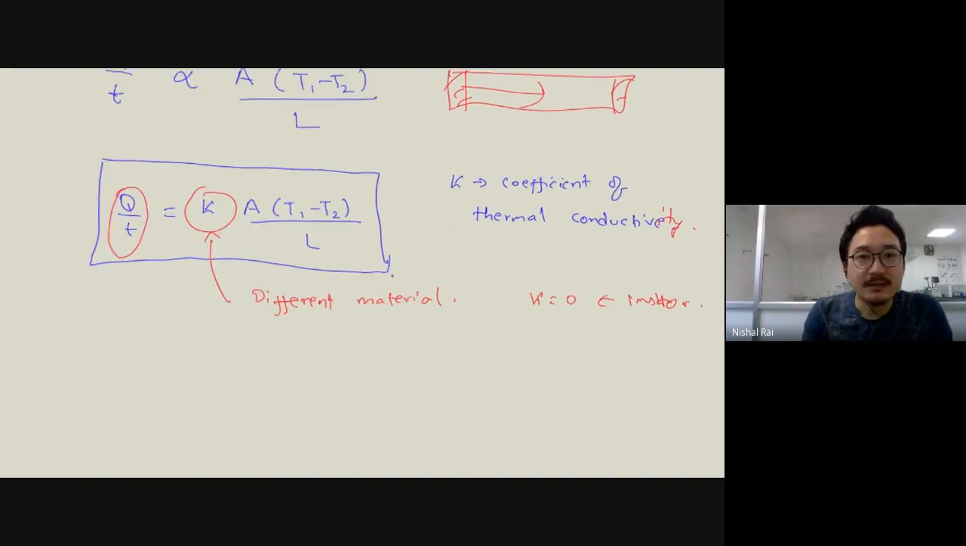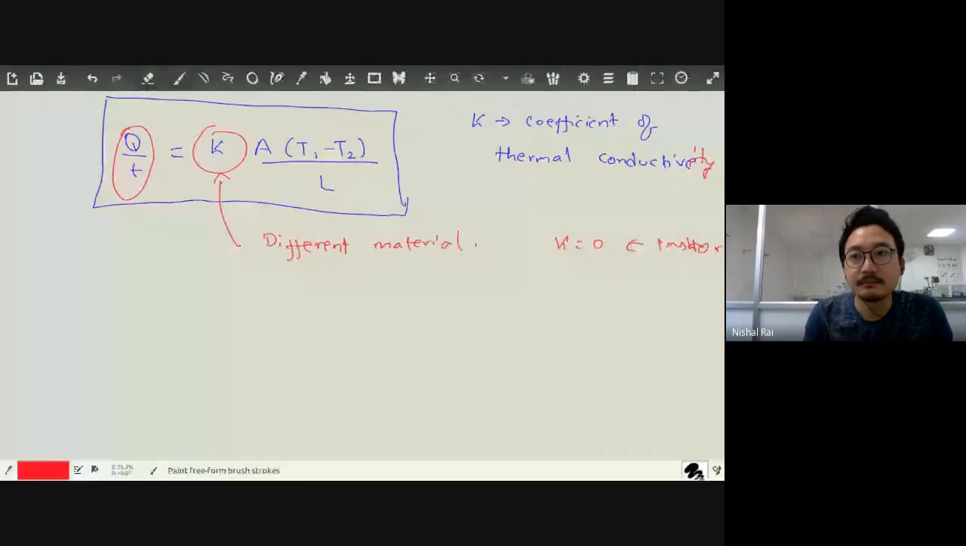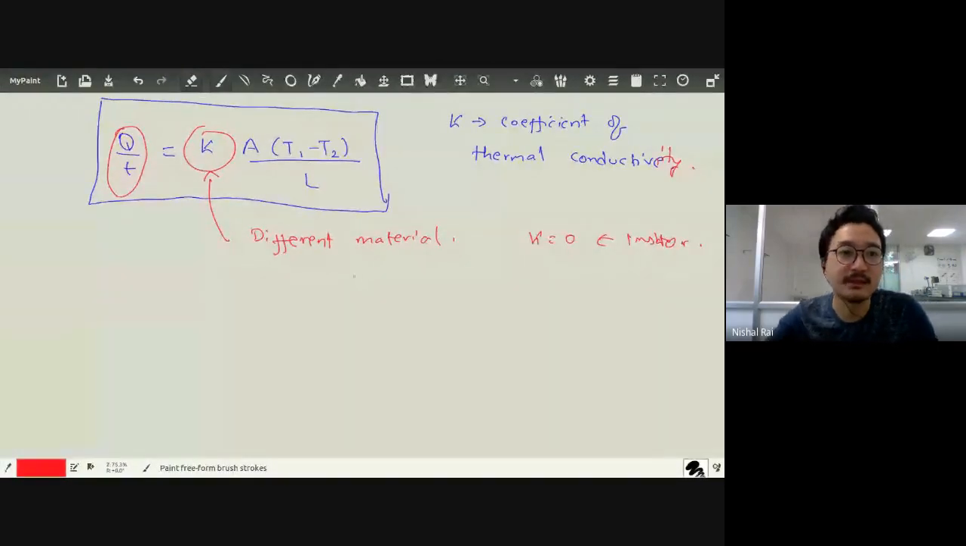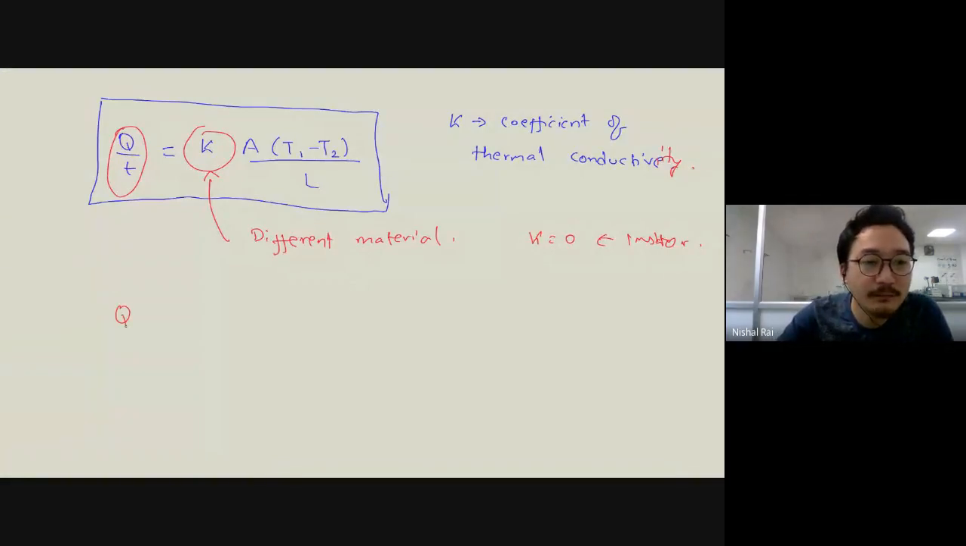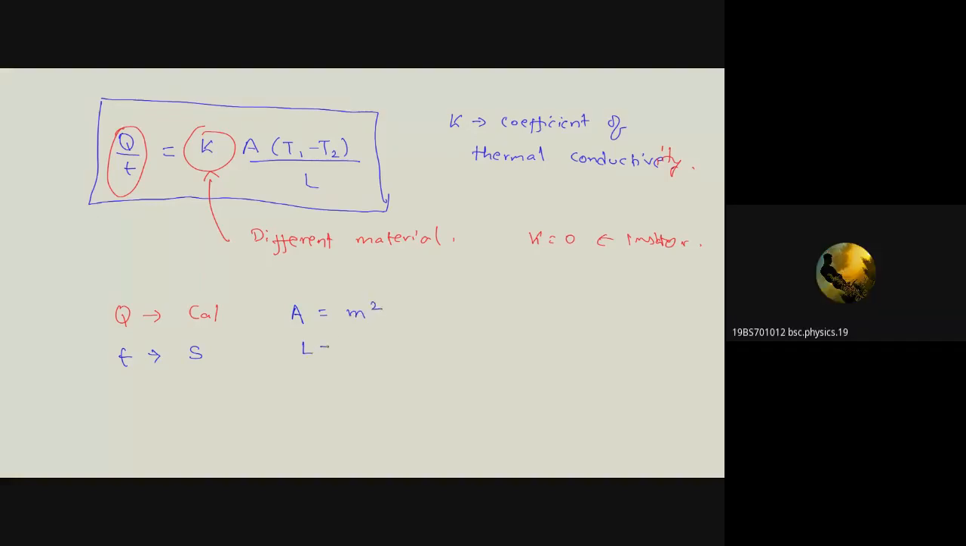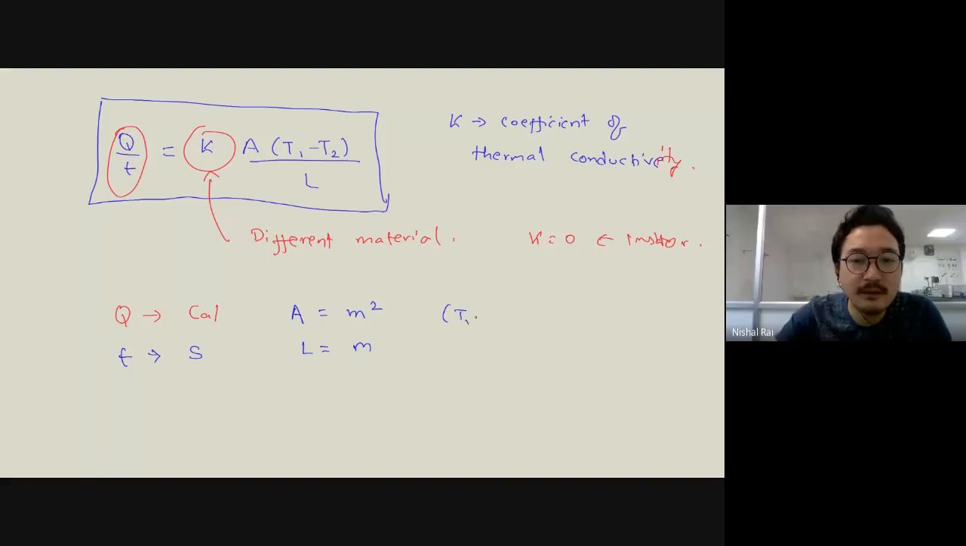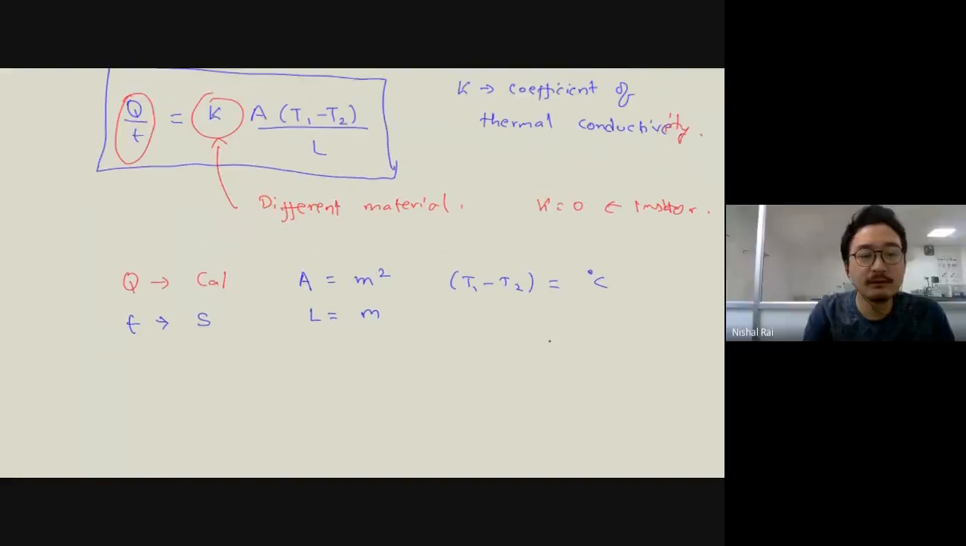Should we do the dimensional analysis? It will be easier. Let's consider the dimensional analysis. So Q will have what dimension? Calorie. What is the unit of time? Second. Good. Area? Meter square. Length? Meter. T1 minus T2 will have? Degree Celsius. So if you put everything over here, Q by t will be basically what?